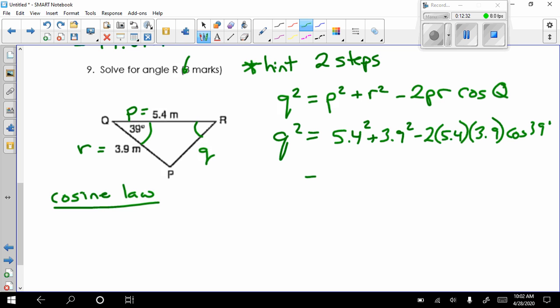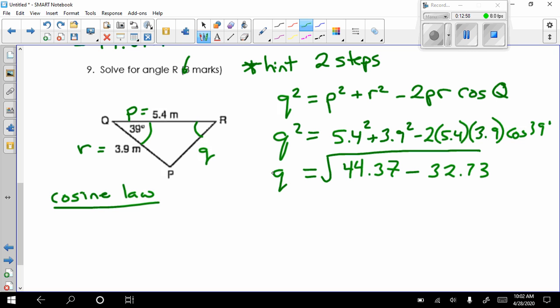Now I'm going to do this gradually. I do 5.4 squared plus 3.9 squared, and I get 44.37 there. Then I do 2 times 5.4 times 3.9 times cos of 39, and I get 32.73 there. Finally, I've got to do the square root because I have to get rid of the squared off of both sides. When I do this minus this, square root, I get a length of 3.4. Okay, so we know that little q is 3.4.